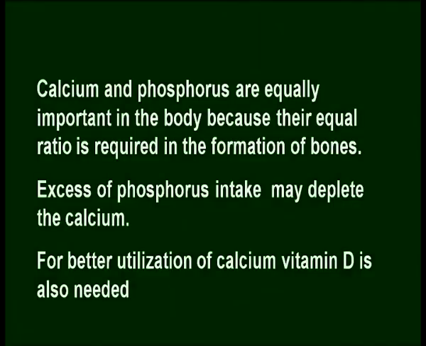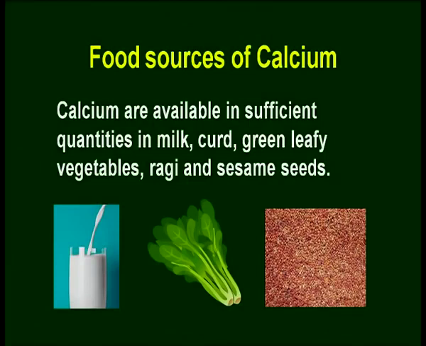For better utilization of calcium, vitamin D is also needed. It is largely available in milk and milk products, but it is also available in green leafy vegetables. In some cases, it is in a bound form and not easily utilized by the body. It is also found in sesame seeds in enough quantity, but some limit has to be kept in consuming these seeds. The only cereal that is called ragi or nachni, in some places also known as madhua in Uttarakhand, is the richest source of calcium among the whole grain cereals.